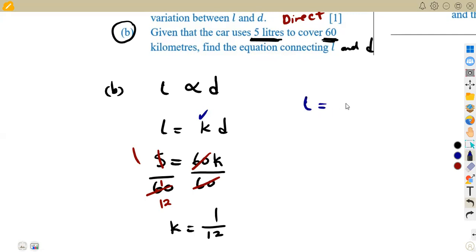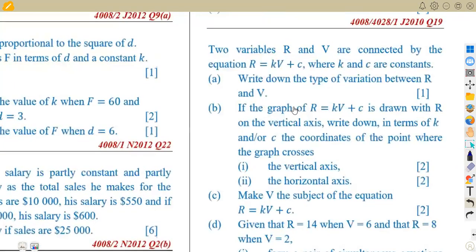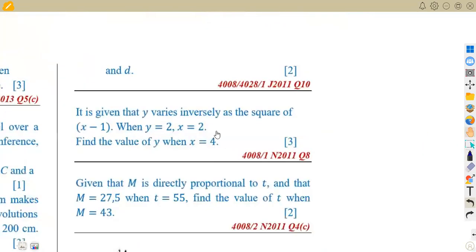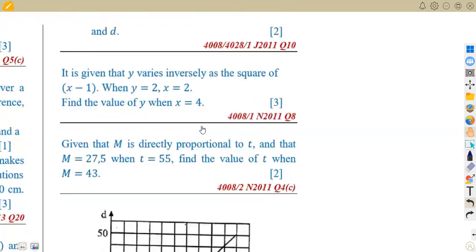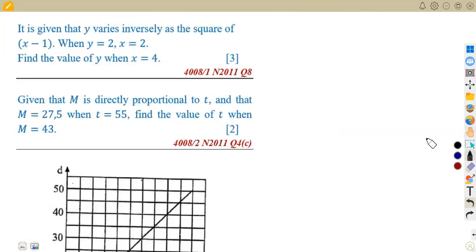So it means L is going to be K, which is 1 over 12 times D. You are now substituting that K that we got. We now have a relationship between these two variables. That is the length, the distance that was being traveled, with what? With the number of liters. So that was it, 2 marks for that. As you can see, these are direct variation questions. For these typical questions, all you have to do is work through more questions.